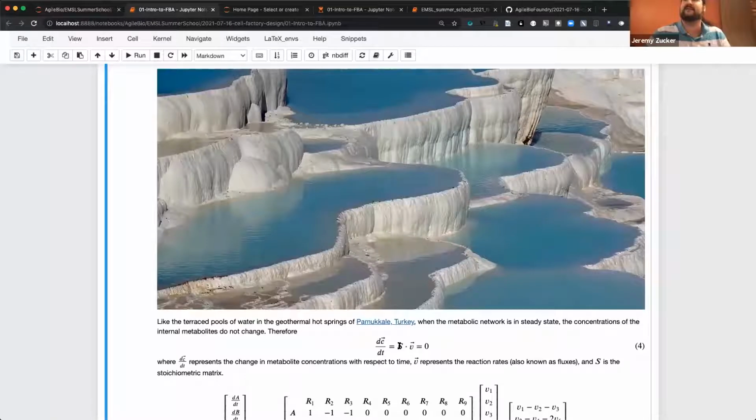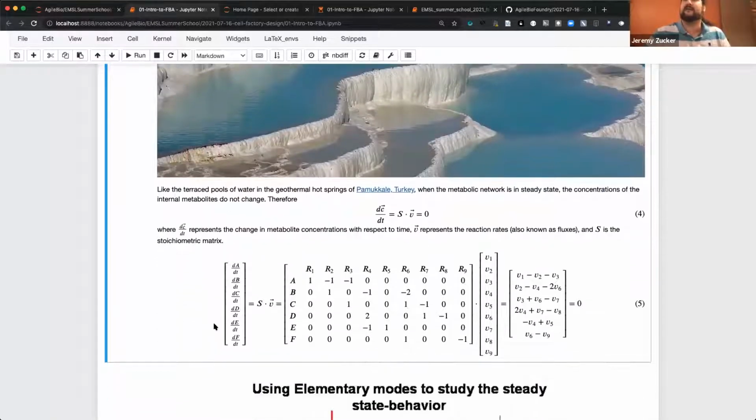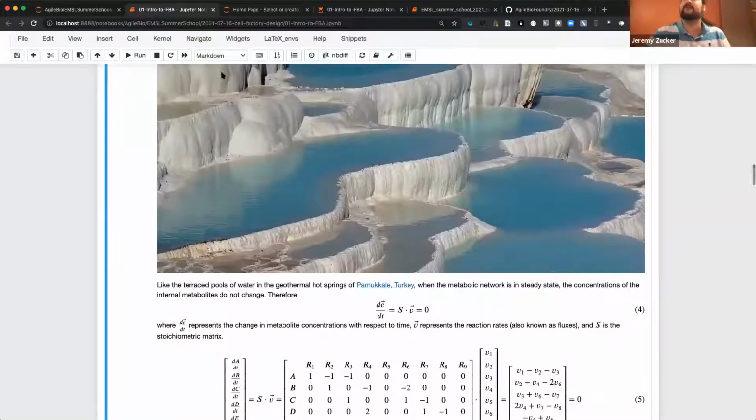So if you take this matrix here, this is the blown up version of that. You have the metabolite concentrations here, and S times V is the stoichiometric matrix, which we introduced earlier, times a set of unknown reaction rates. And the claim is that if you're in steady state, it means the metabolites do not change, but the fluxes may.